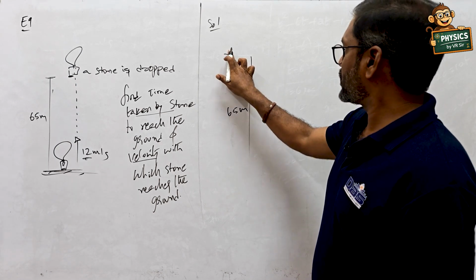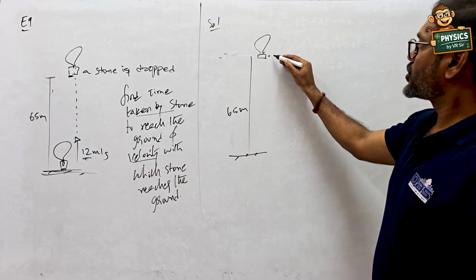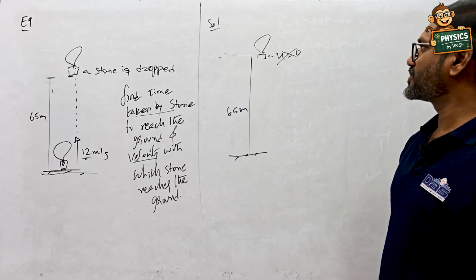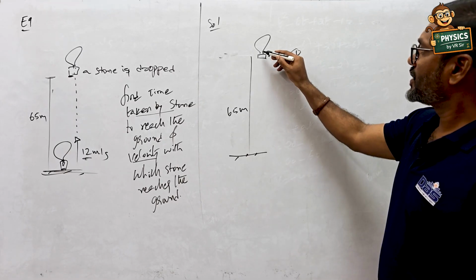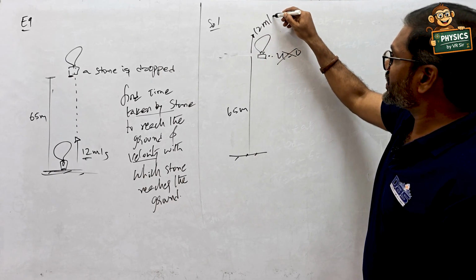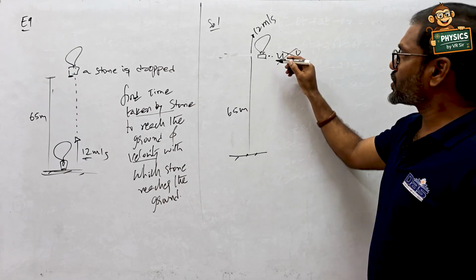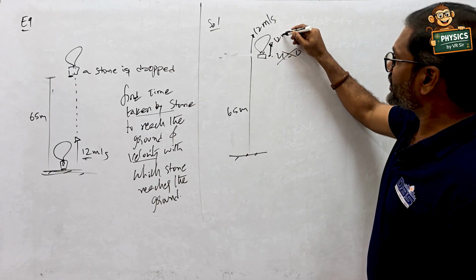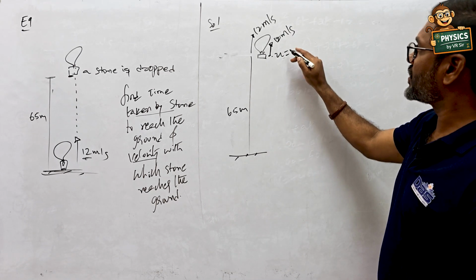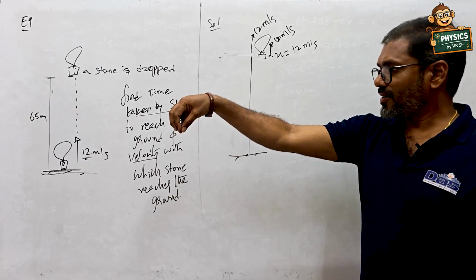So when the balloon is at a height of 65 meters, a stone is dropped. A stone is dropped means generally we feel the initial velocity is 0, but that is not the case. The key point here is that the balloon is moving up with a velocity of 12 meters per second, and everything inside the balloon is also moving up with 12 meters per second. So the initial velocity is to be taken as u equals 12 meters per second.